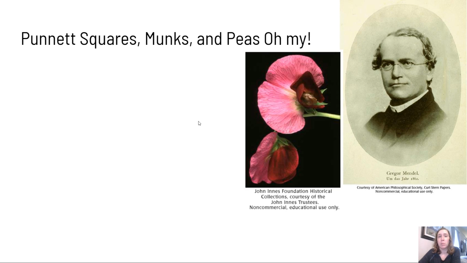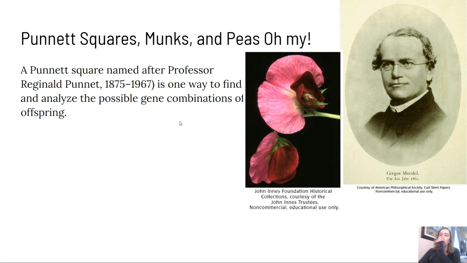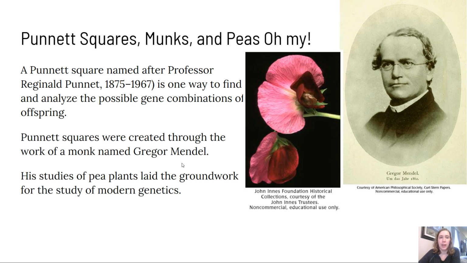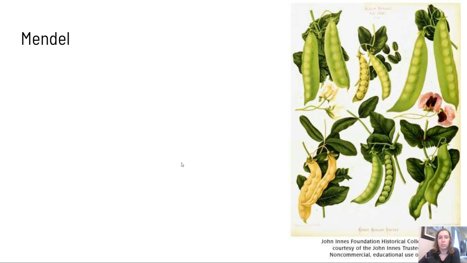All right, Punnett squares, monks, and peas, oh my. It was Gregor Mendel who observed traits in pea plants and did experiments that are really the basis for modern genetics today. The Punnett square was named after Professor Reginald Punnett, from 1875. He died in 1967. It's one way to find and analyze the possible gene combinations of offspring using probability and statistics. Punnett squares were created through the work of Gregor Mendel. His studies of pea plants laid the groundwork for modern genetics.